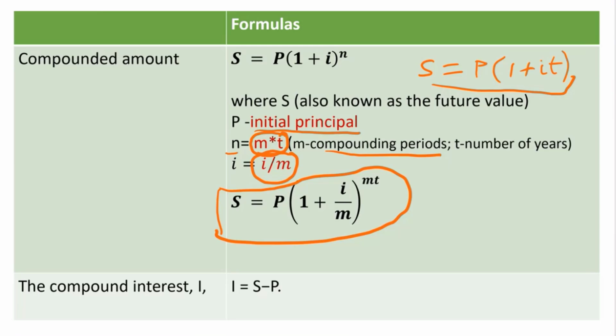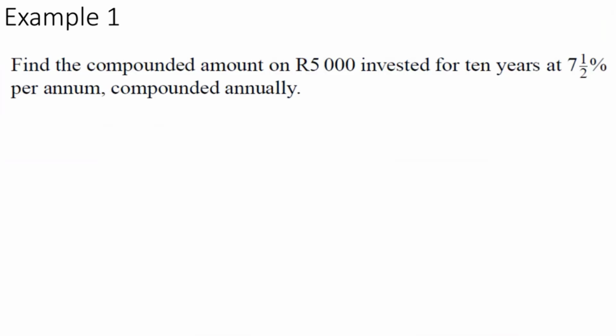Remember, we also have the compound interest. Not the compound interest rate, but the compound interest, that is the compounded amount: I = future value minus present value. So we'll be working with these formulas. Let us take these and apply them in the calculations.